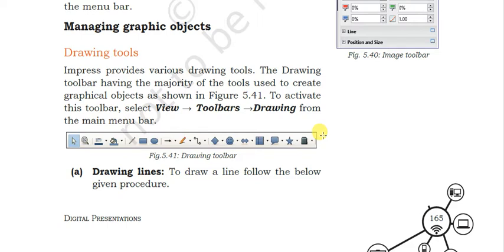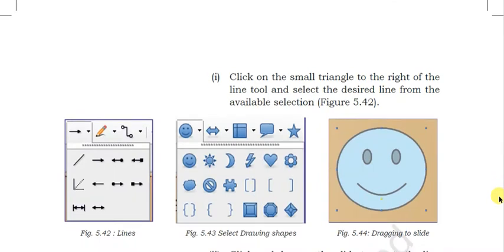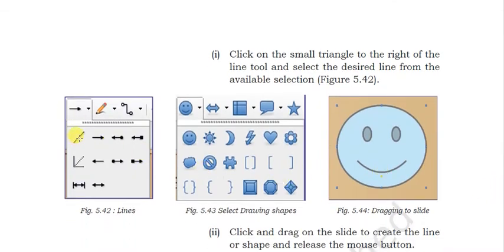Impress provides various drawing tools. The drawing toolbar has the majority of the tools used to create graphical objects. You should activate it by this menu option. Then you can have drawing lines. You can use this option to draw a line. When you click on this, there are different types of lines you can choose from, and after clicking on the required line, you can drag, selecting the starting point of the line and the ending point of the line in the workspace area.